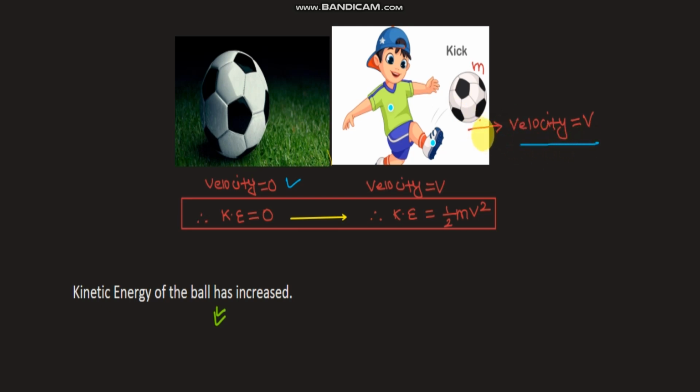Okay, so ये v वेलोसिटी से मूव करने लगता है, and since it is moving with the velocity of v, the kinetic energy of the ball becomes half mv square. So we can see that the kinetic energy of the ball has increased. And what has caused this increase in kinetic energy? Of course, the force applied by this person.